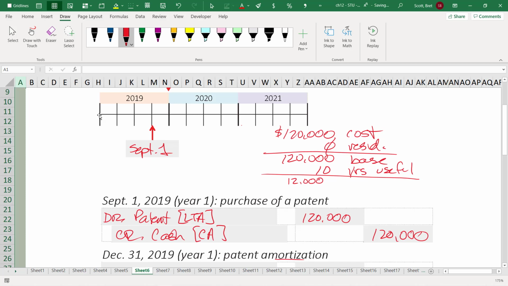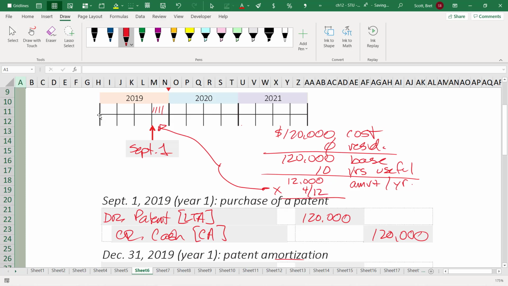Amortization per year. Be careful here. Yes, it's $12,000 per year amortization, but we've only consumed in the current year, essentially, September, October, November, December, 4 months. So you want to multiply this by 4/12.